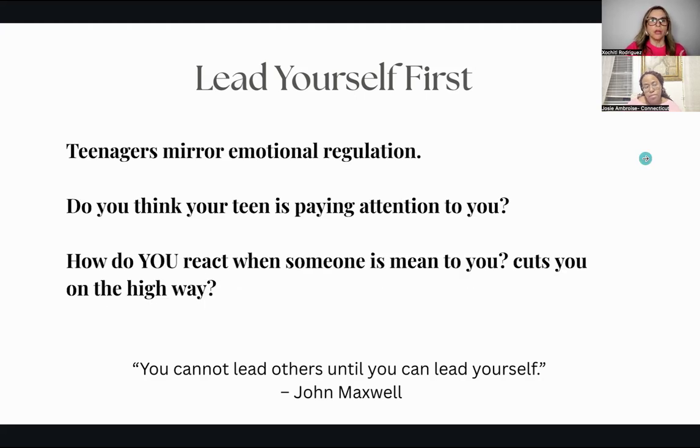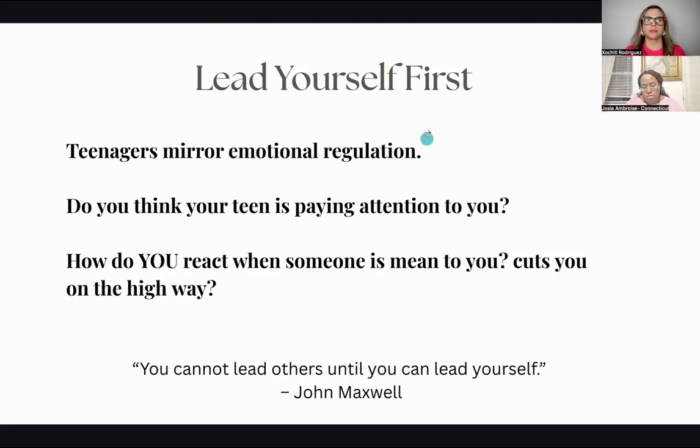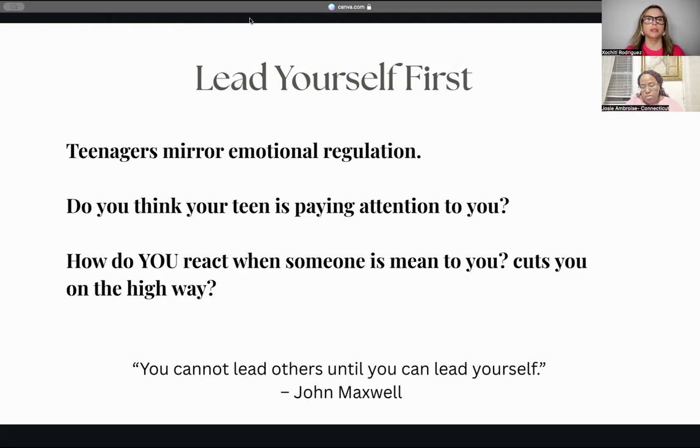So, leading yourself first. Teenagers mirror emotional regulation. Do you think that your teen is paying attention to you? What do you think? Let's go ahead and put it in the chat. Oh, I lost the chat. There we go. Okay. Do you think your teenager is paying attention to anything that you do? Sometimes it doesn't feel like it. And yes, you're right. They're paying attention to the good, the bad, the ugly, how you react to situations.